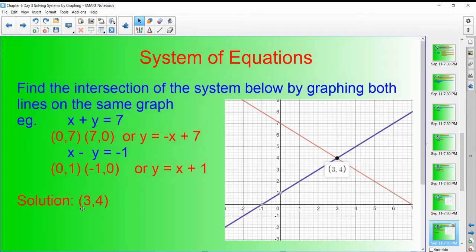And then I write my solution. If it asks what's the answer, the solution to the system, it's 3, 4. The answer is where they meet, and you have to write that down. Just don't say, well, here's the graph, you figure it out. You want to tell your reader, okay, I know the solution's where they meet.